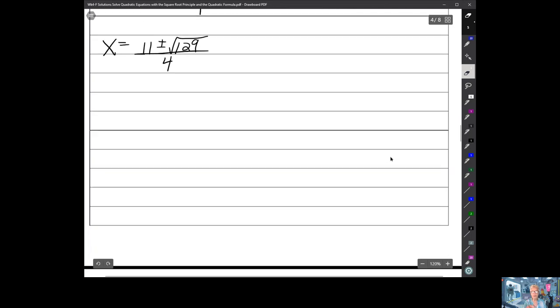Okay, I was taught to always put the negative first, so I'm going to. There's actually a reason we'll talk about in the next class for doing it that way. X equals 11 minus the square root of 129 over 4, comma, 11 plus the square root of 129 over 4. That's what X equals.